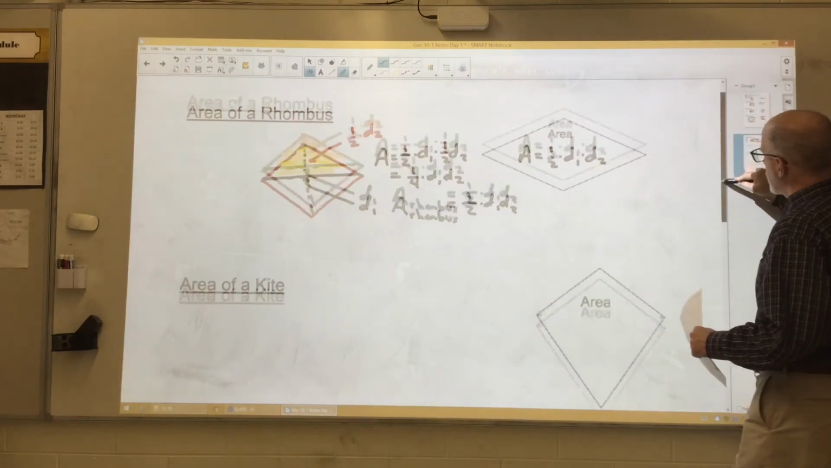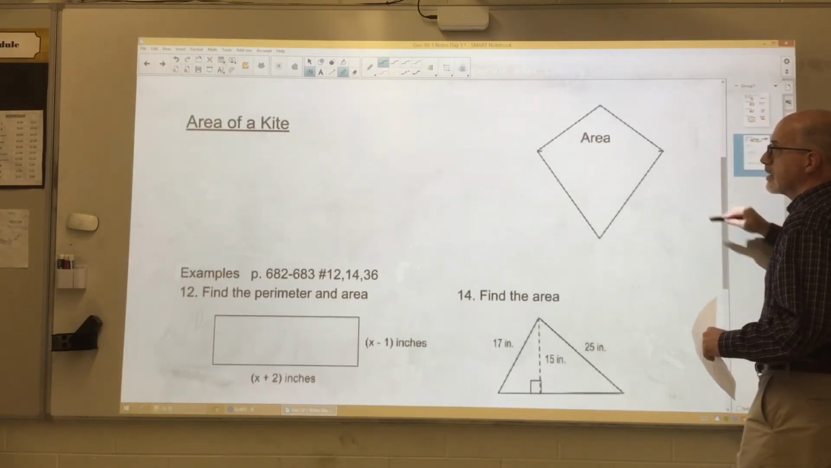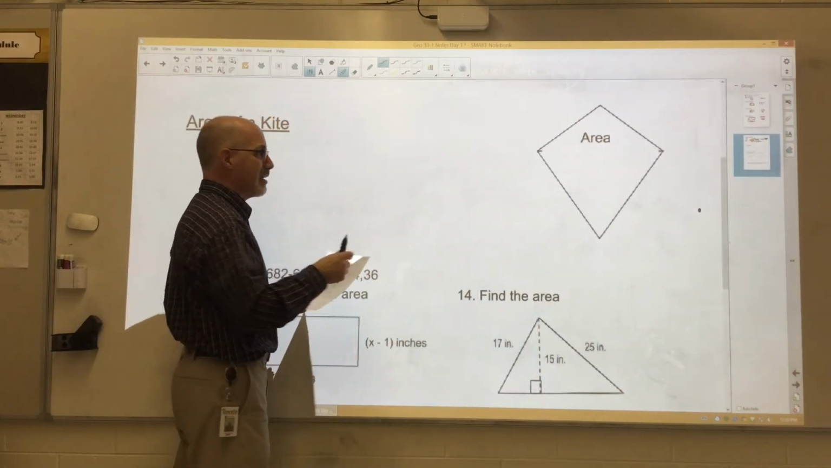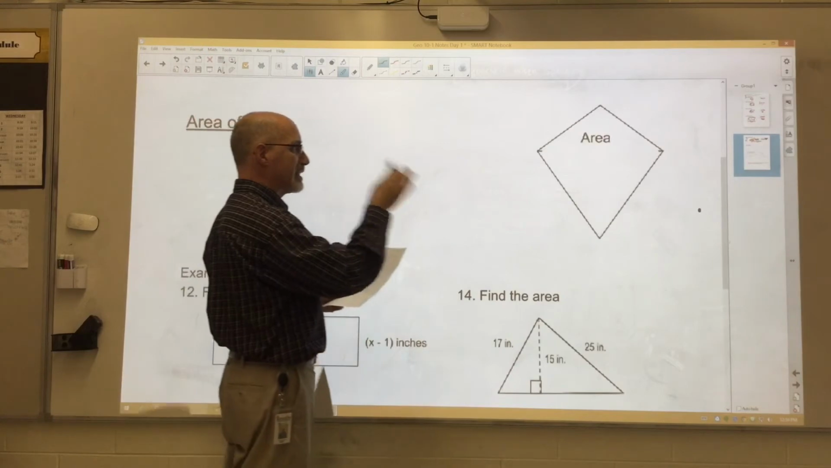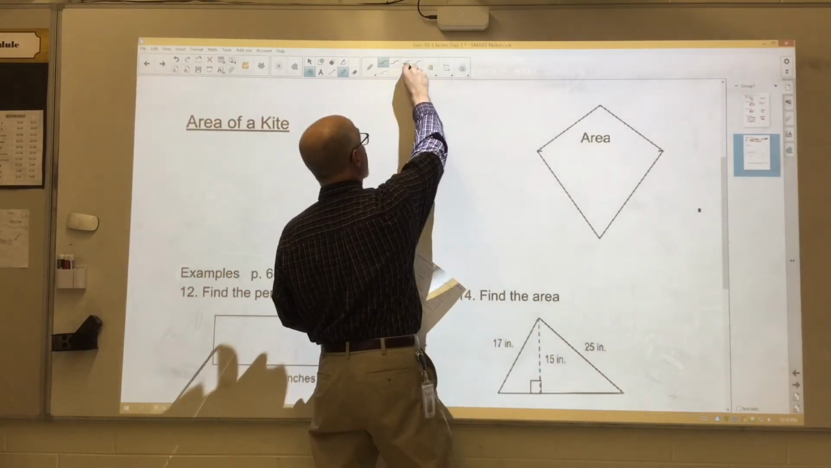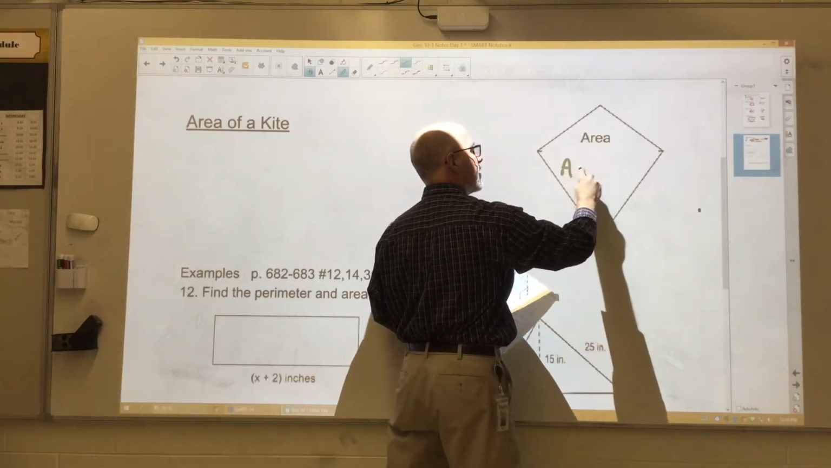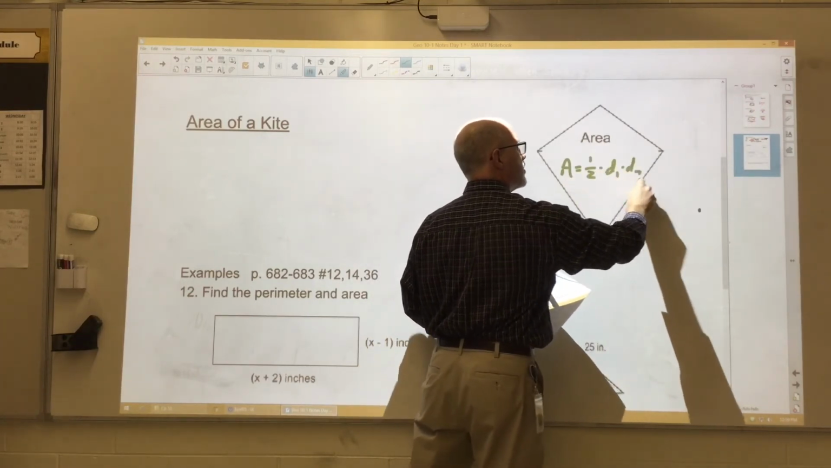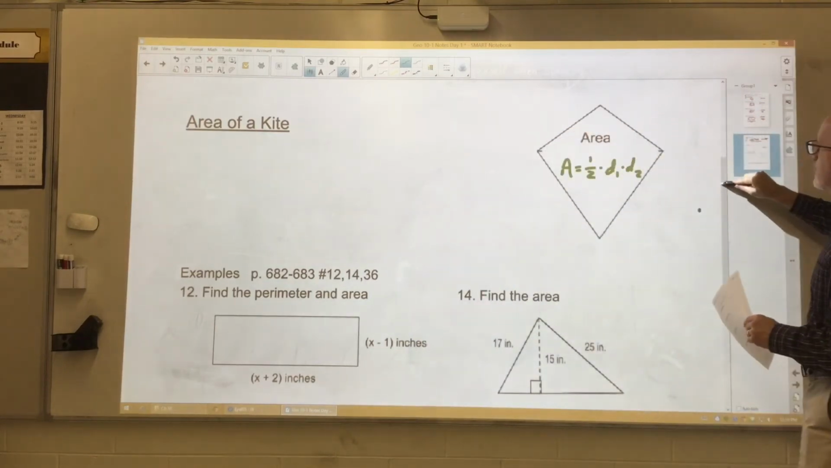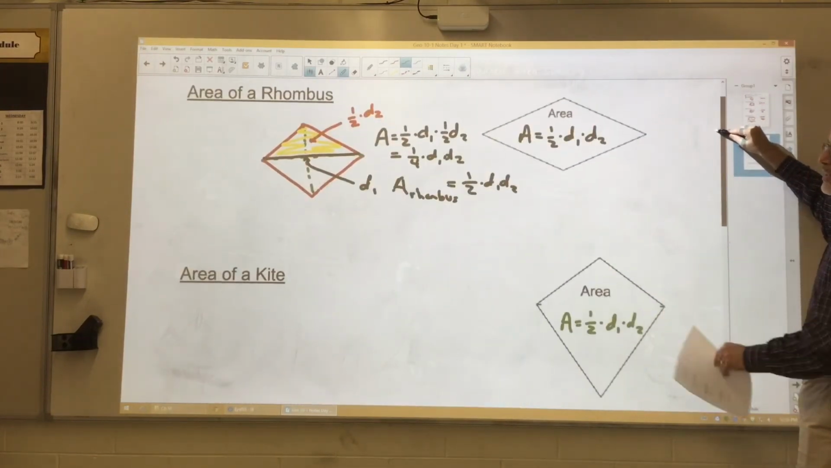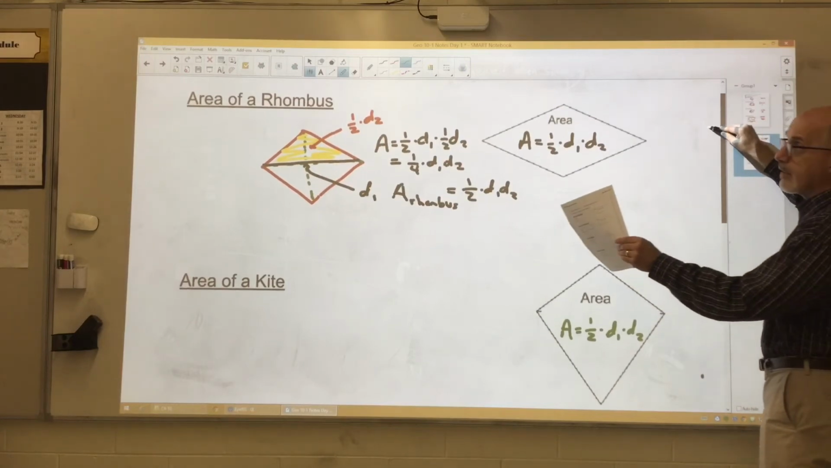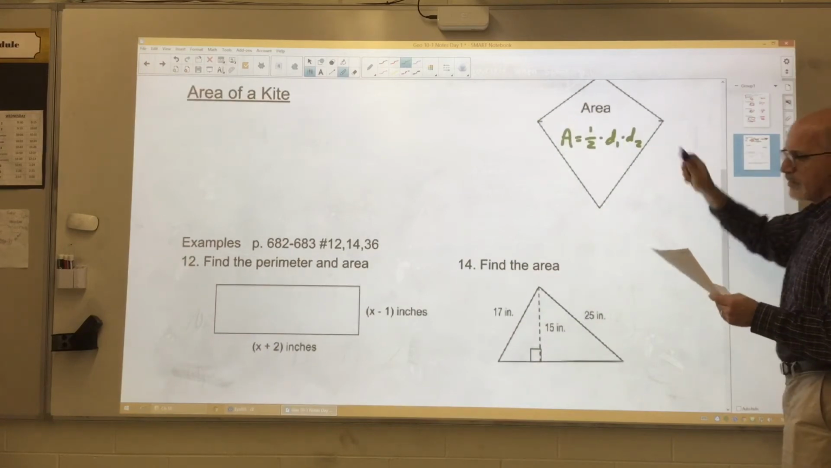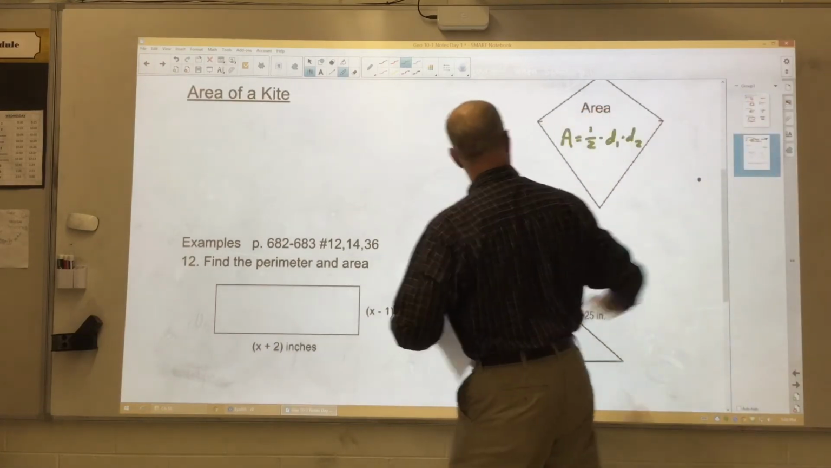Now let's talk about the area of a kite. Let's go ahead and determine what that is. Area of a kite, we're going to have the exact same type of diagram for it, and it's going to be exactly the same. So if we look at this formula, the formula for the area of a kite also equals 1/2 times the diagonals. Notice that if you look at these two formulas, they are the same. So if you want to find the area of a rhombus or the area of a kite, you use the exact same formula of taking half of the diagonals multiplied together.